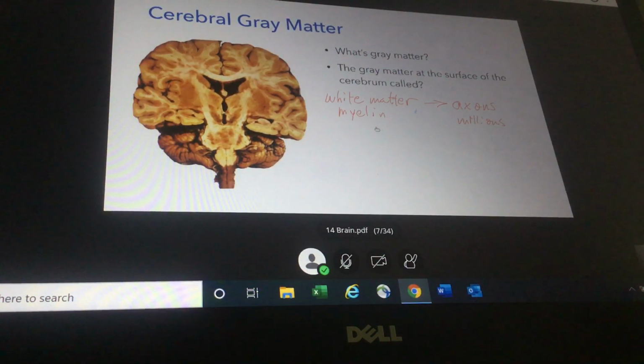And what part, if we go with what I've got up here, the axons are the parts that are myelinated. What are the parts that are unmyelinated? What are the parts of neurons that are unmyelinated? What parts of neurons are unmyelinated? What are the parts that never get myelinated?